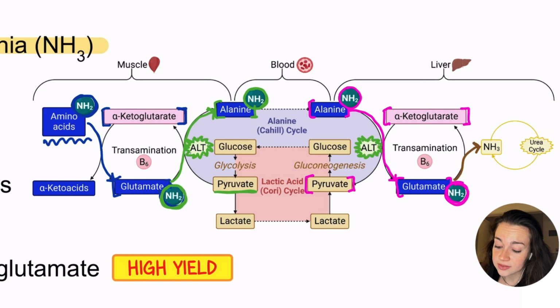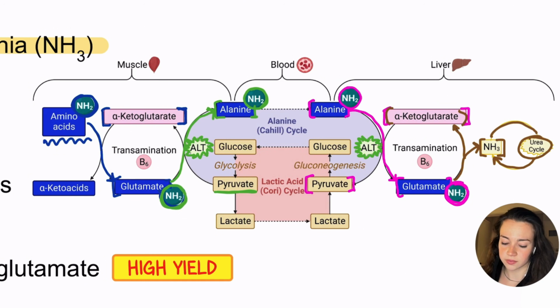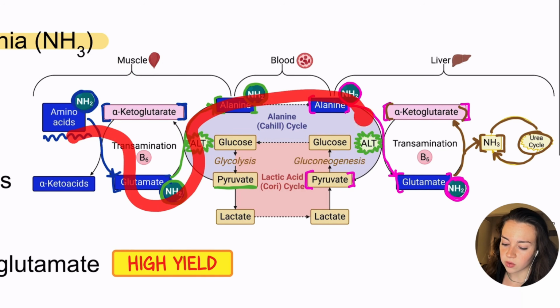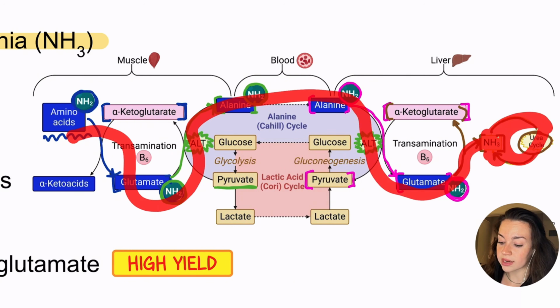Once we have our glutamate in the liver, that amino group can just pop off of the glutamate, leaving us again with the alpha keto acid, alpha ketoglutarate. That amino group will come off and form ammonia, NH3, and that can be detoxified by the urea cycle, and we'll talk about the urea cycle in the next video. So we've done our job of getting the amino group from the protein breakdown in the muscle all the way over to the liver where it can be detoxified.